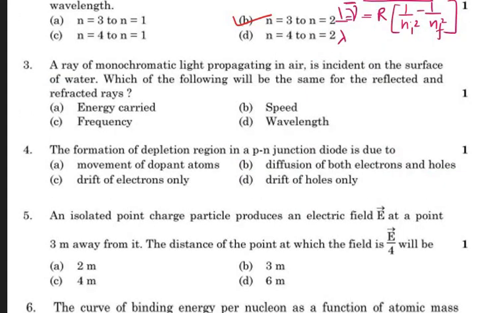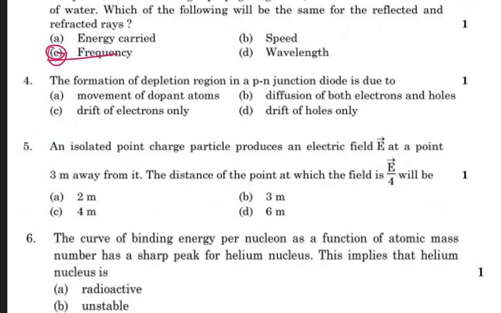Third question: a ray of monochromatic light propagating in air is incident on the surface of water. Which of the following will be the same for the reflected and refracted rays? And you know that when a ray of light is going from one medium to another medium, the only thing which remains unchanged is the frequency. The correct option is option C.